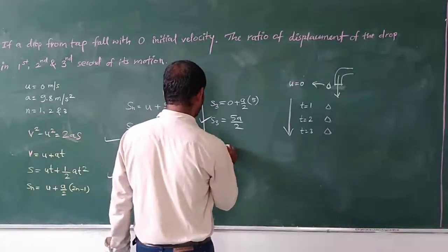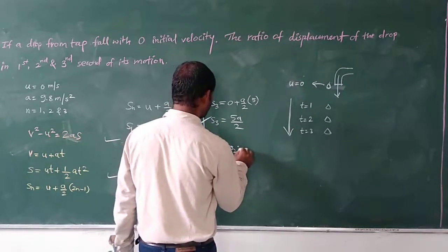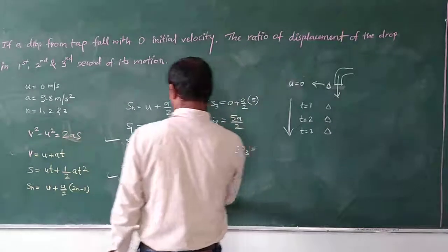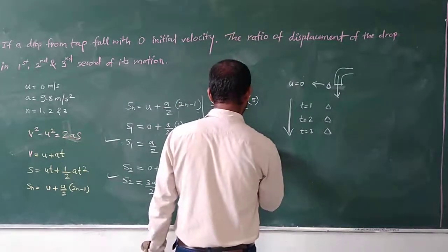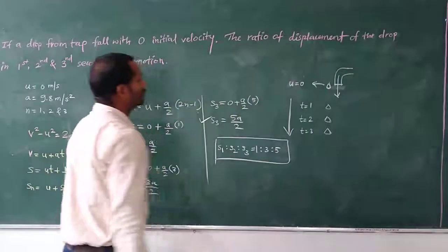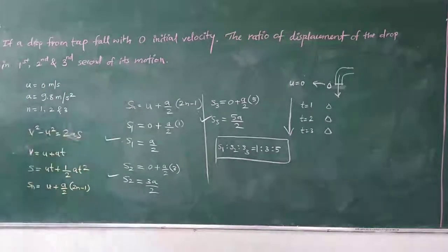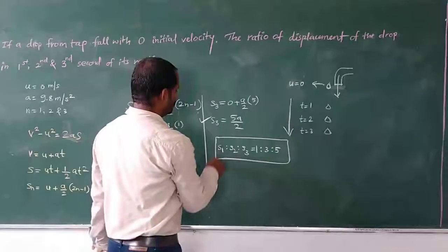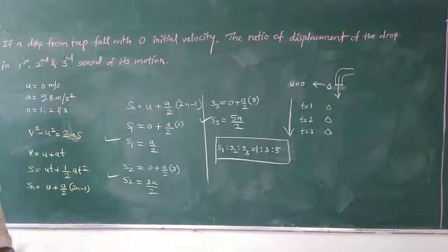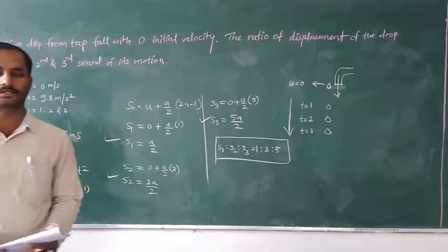If you observe carefully all these S1, S2 and S3, then the ratio we get is S1 : S2 : S3 equal to 1 : 3 : 5. So what we were asked, the ratio of displacement of the drop in the first, second and third second of its motion, is 1 : 3 : 5. Okay, thank you. In the next lecture we will cover some other points and some problems.